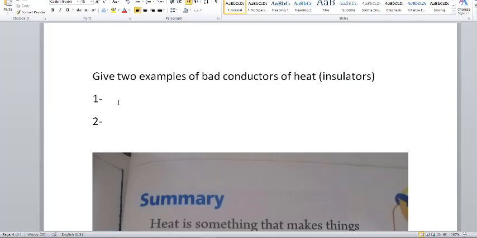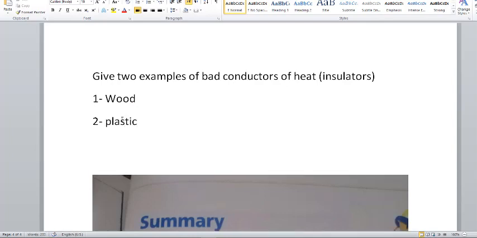Insulators like wood. Let's write it down. Wood, the first one. What about another insulator? Like plastic. We can give the third example if you want. What else? Wood, plastic, and fabric.